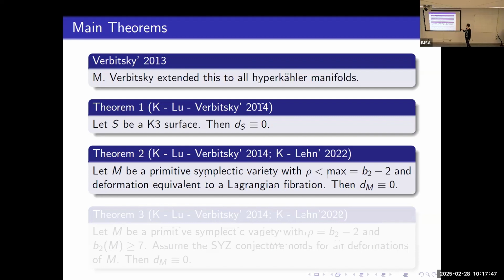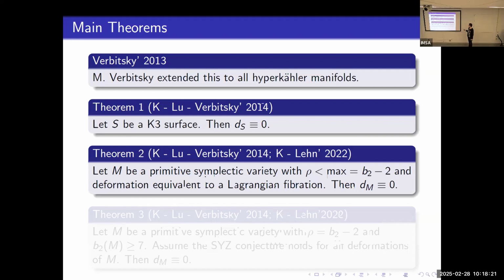Initially, together with Misha Verbitsky and Stephen Lehn, we proved it in the smooth case. We proved it for a hyperkahler manifold. But later, Christian Lehn and I extended it to the singular case. There are various ways to see what kind of singular hyperkahler manifolds you have. We did it for primitive symplectic varieties, which I will define a little bit later.